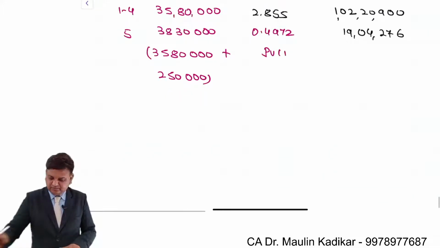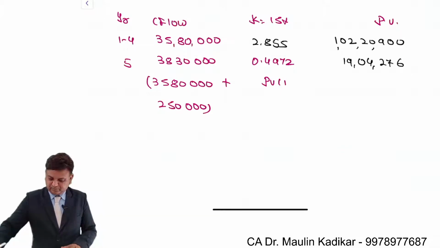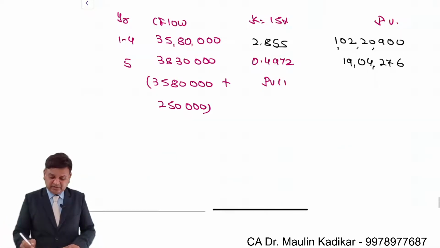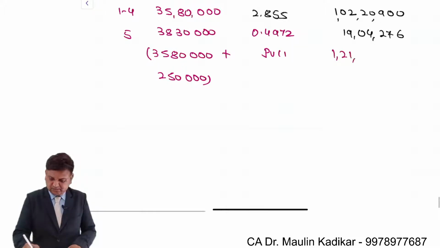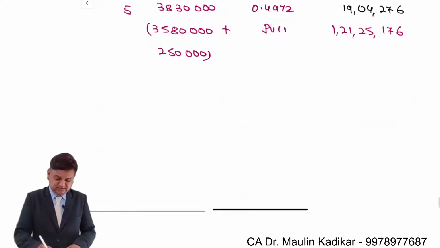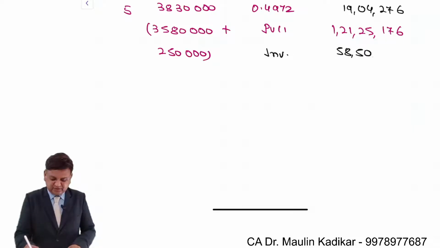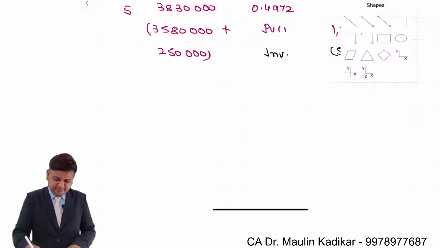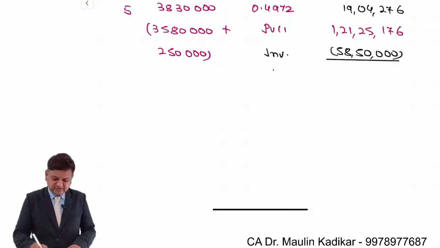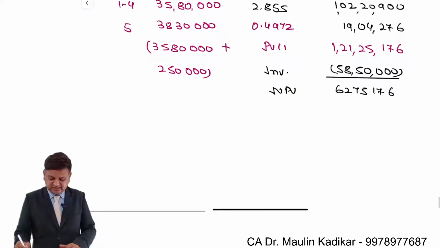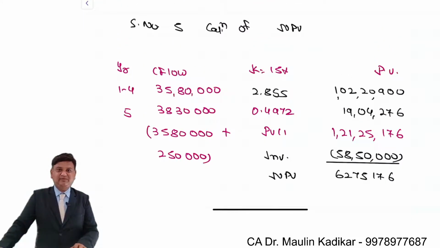Present value of cash inflow is 1,21,25,176. Amount of investment is 58,50,000 that we have found in step number 1, and the difference of that is NPV: 62,75,176. This is the way the NPV is found.